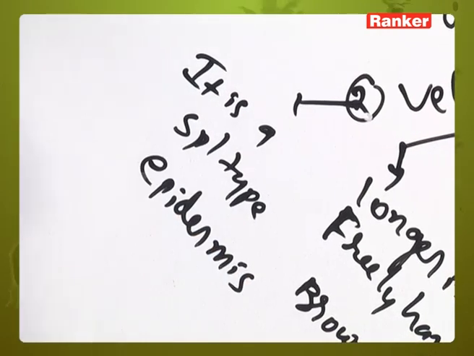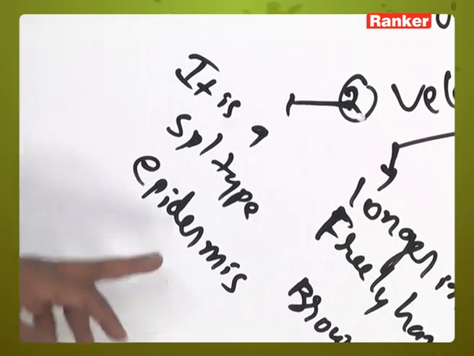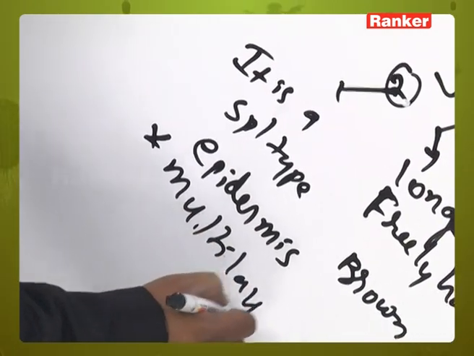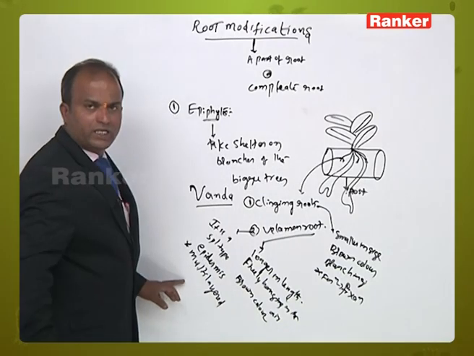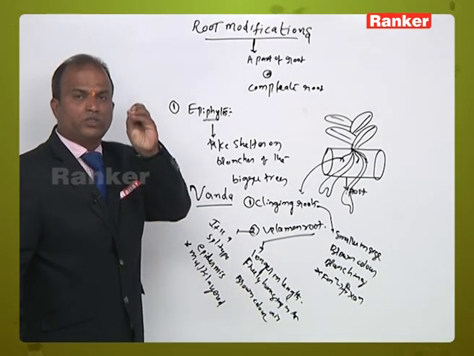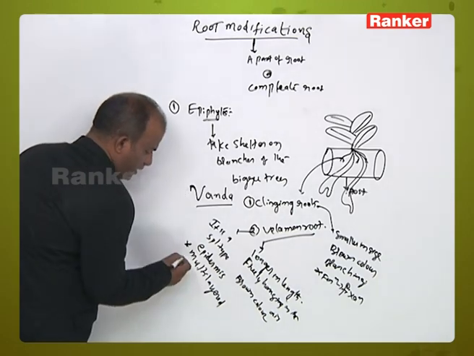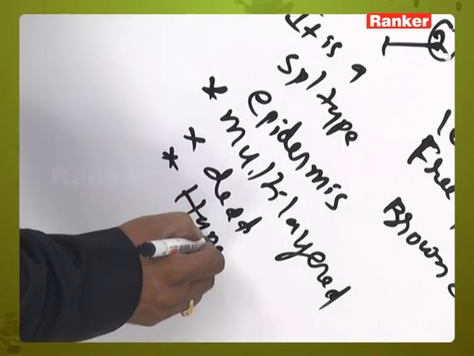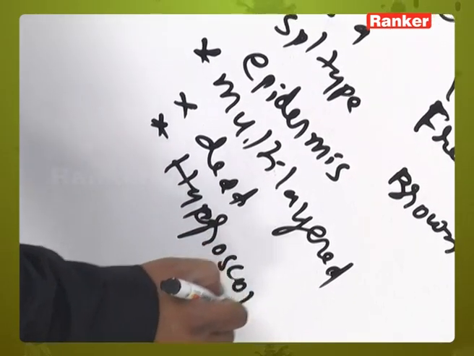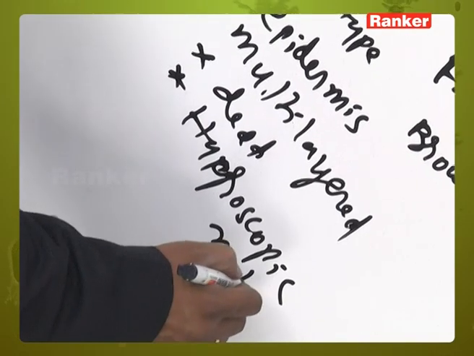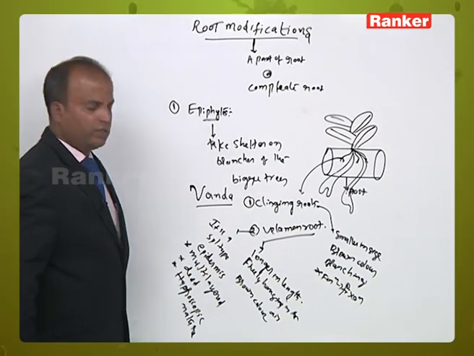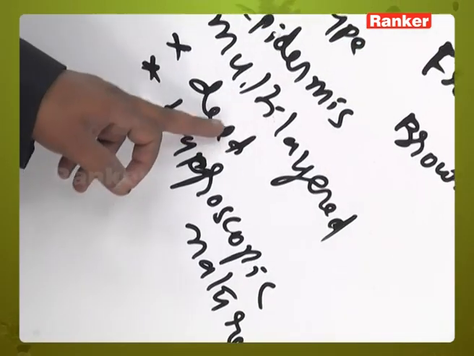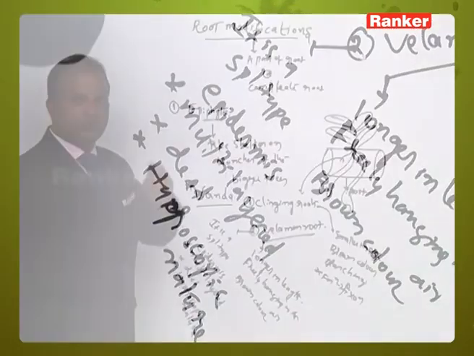Velamin is a special type of epidermis. It is multi-layered, dead, and shows hygroscopic nature. What is meant by hygroscopic nature? That means velamin roots have a special type of epidermis which is multi-layered, dead, hygroscopic velamin tissue.